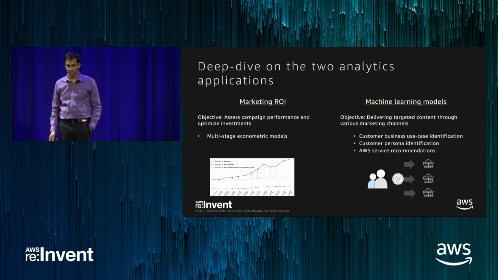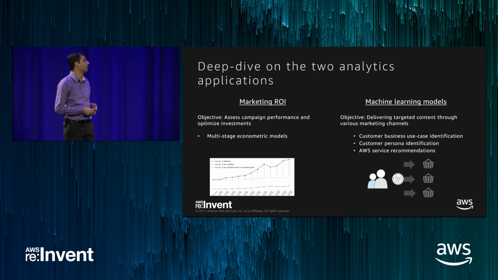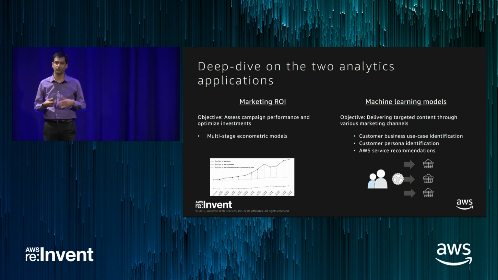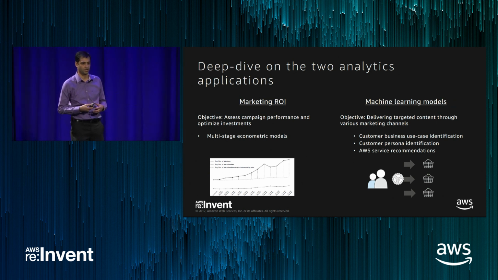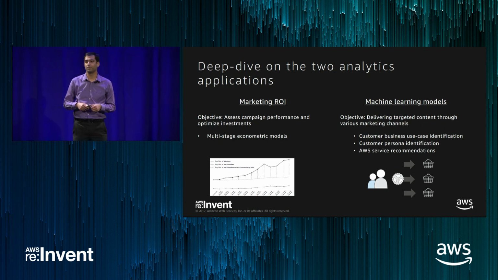The second application is the machine learning applications that we have. We use a lot of the user behavior data to segment our customers and then deliver targeted content based on that behavior. One of the examples that I can talk about is that many of our customers come to AWS with a specific business use case in mind. And some of those customers do tell us their business use case, such as IoT, websites, web apps, storage, gaming, but many of our customers don't.